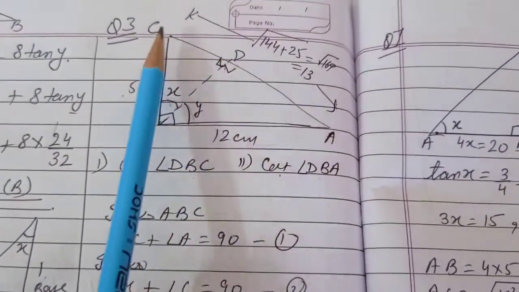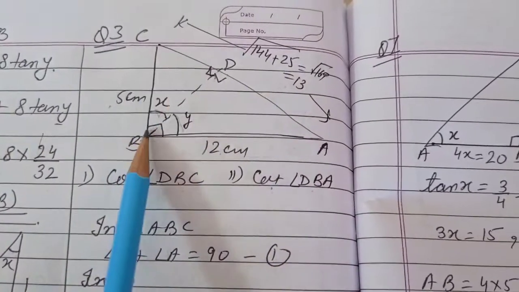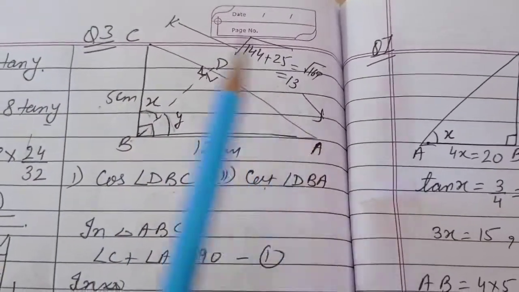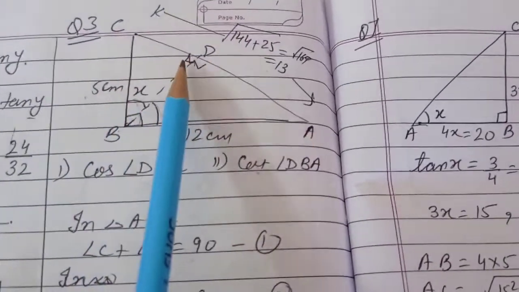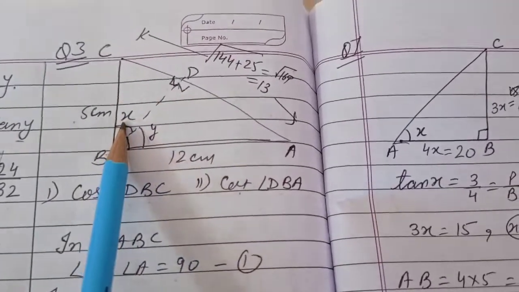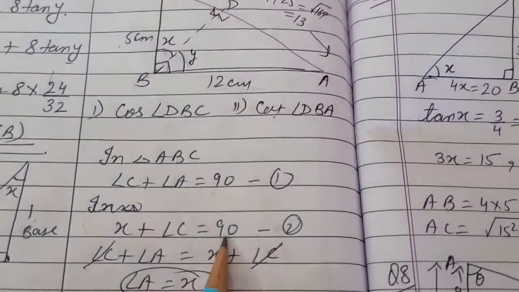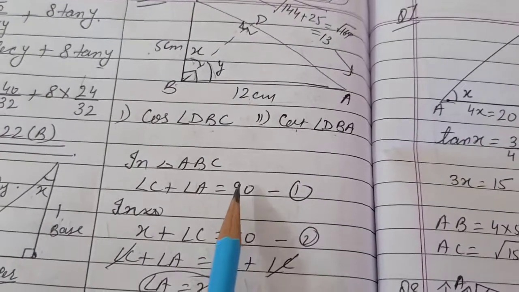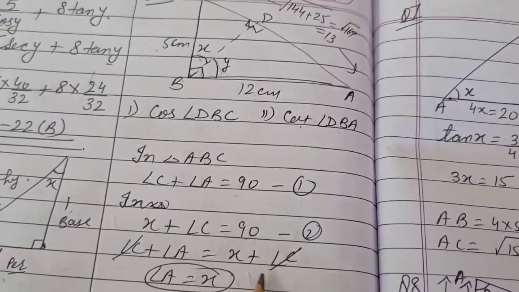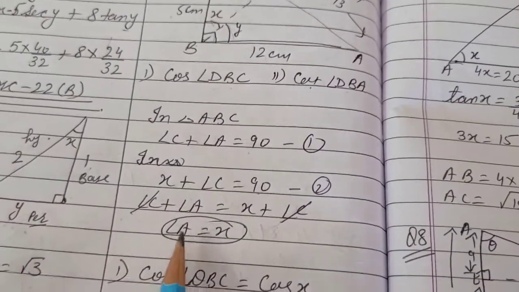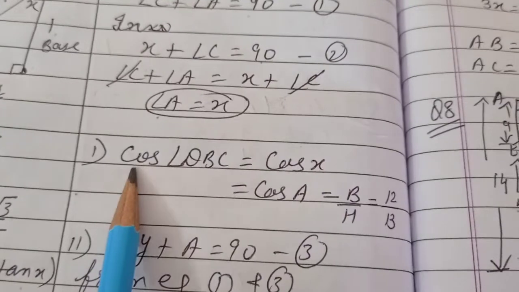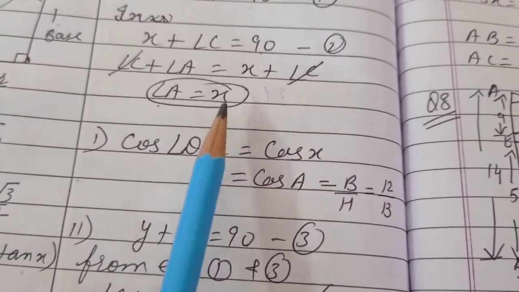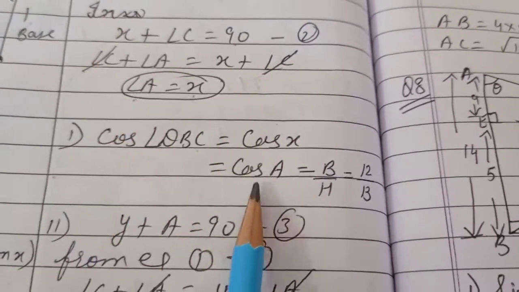What I did, children, in triangle ABC, full triangle, this angle is 90. That means A plus C should be 90 degrees. Same way, take this triangle. Here, this angle is 90 degrees. It means x plus C should be 90 degrees in order to satisfy the angle sum property. See, their right sides are equal. So, left sides will also be equal. C and C will get cancelled. From here, angle A is equal to angle x. Now, we have to find out cos DBC. DBC means x. We have to find cos x. And in place of x, I can write cos A now.